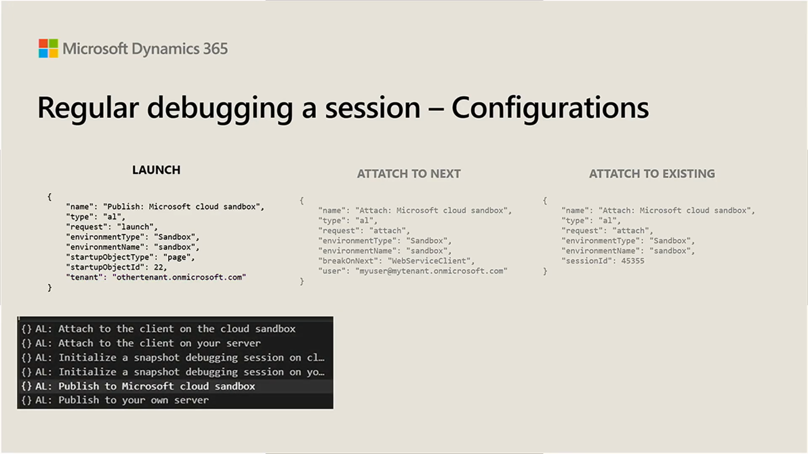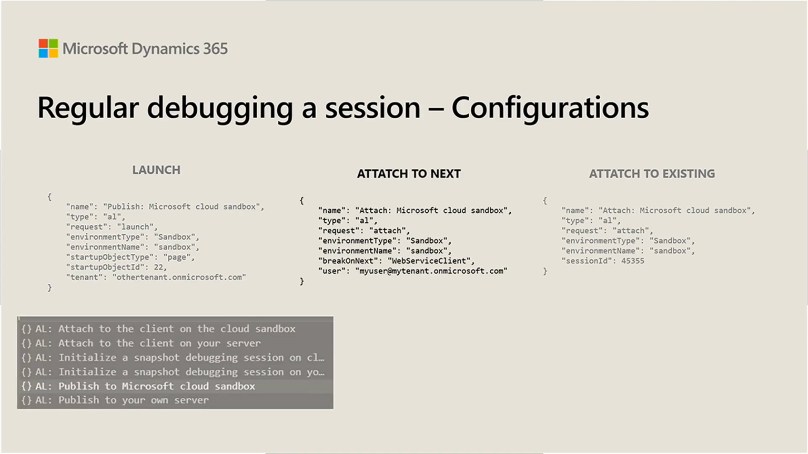And you can also use one of our snippets. You don't have to memorize this by heart. For attach to next, the request is set to attach. Then the most important part is breakpoint next, which defines the type of session you want to attach to next. So it can be a web service client, a background session, or a web client. And you can also specify the user ID of the user you want to attach to the next session.